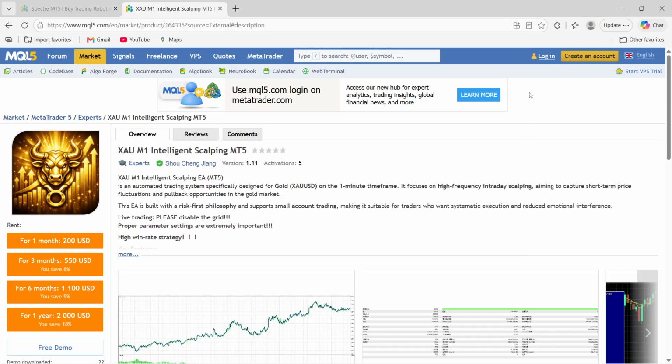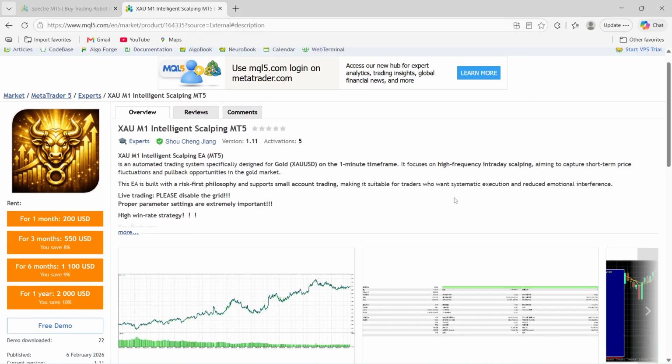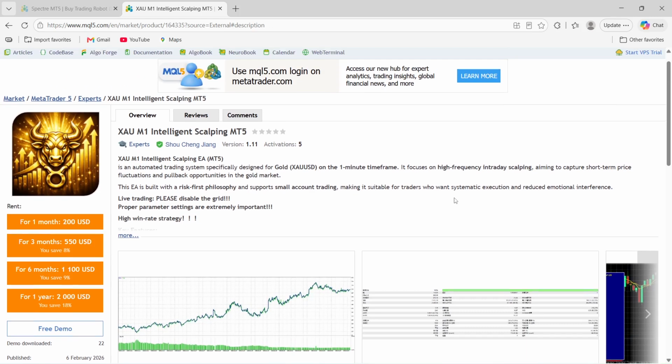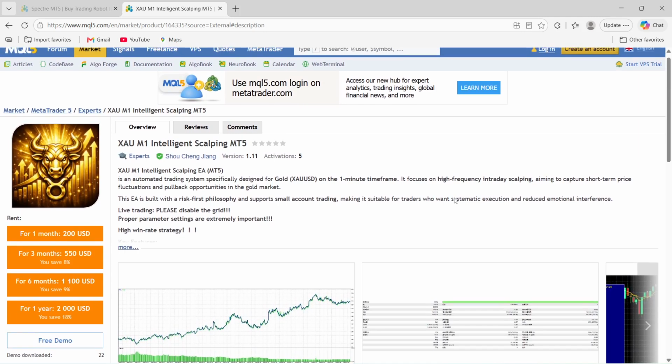Hello traders, in this video we are going to be reviewing the Scalping Xauusd M1 EA, also known as Xau M1 Intelligent Scalping for MT5.